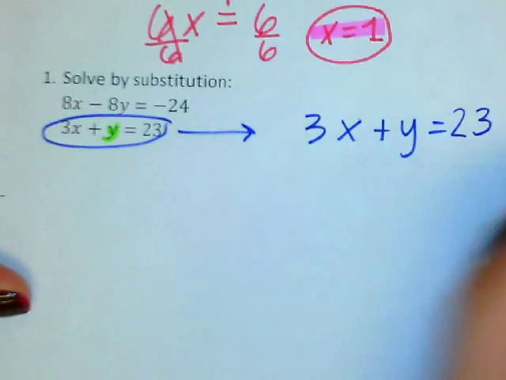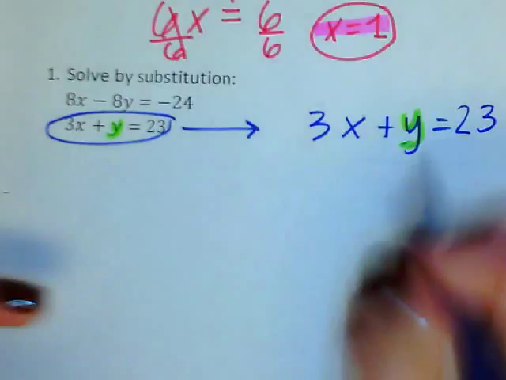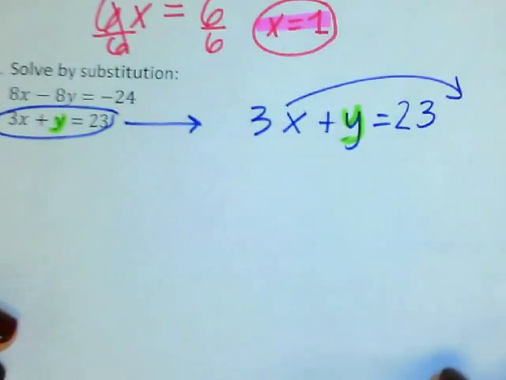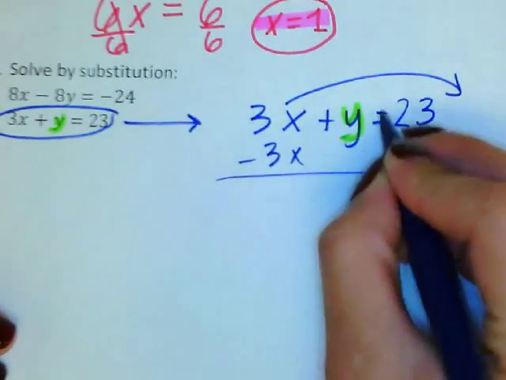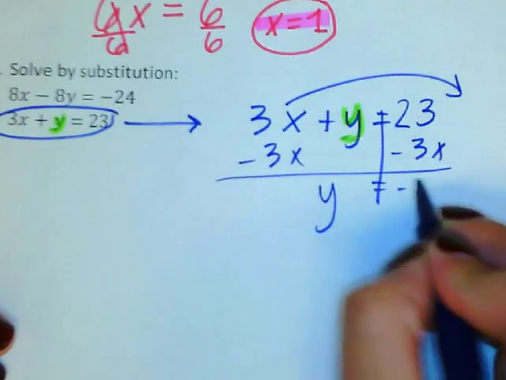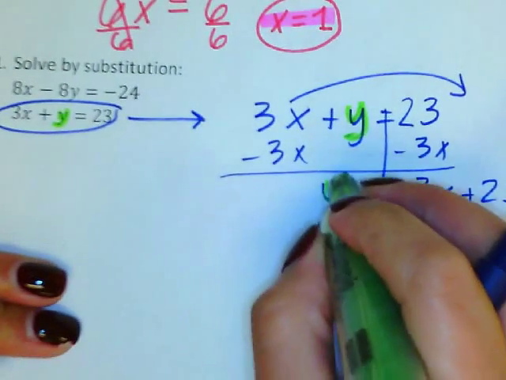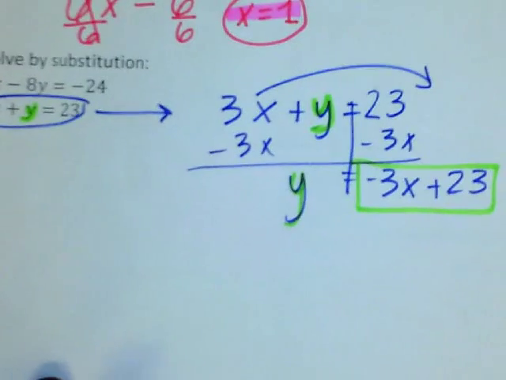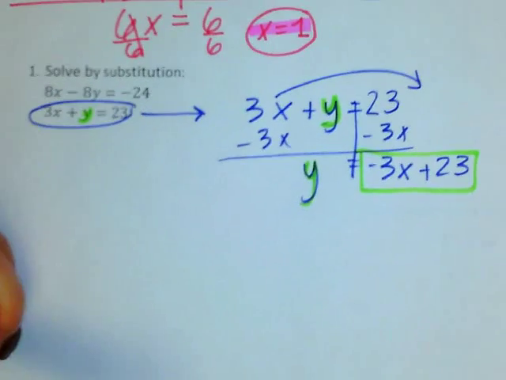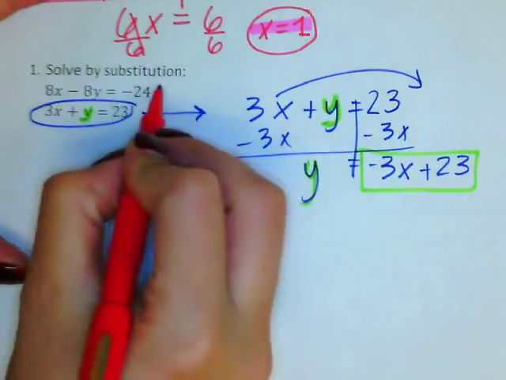And I am going to solve for y so that I have y by itself. All I have to do is move the x over. So y equals negative 3x plus 23. This is the value of y. Okay, so now I have to start with that first equation and plug in this instead of y.